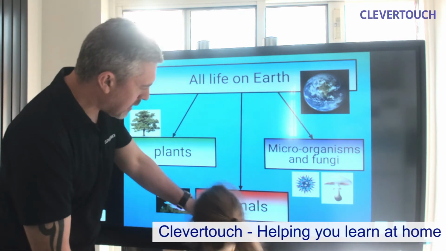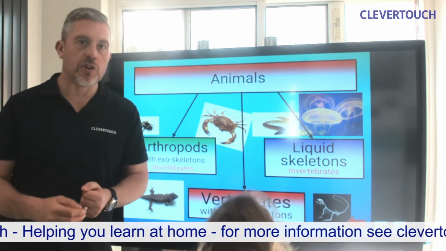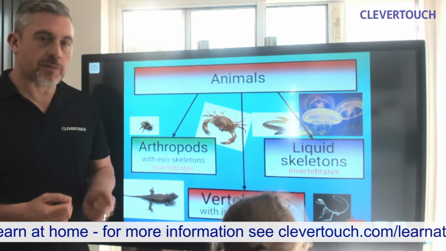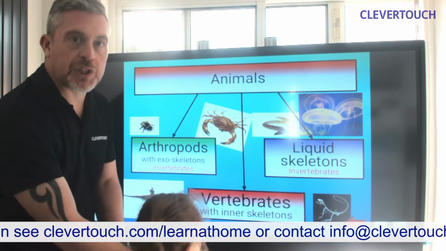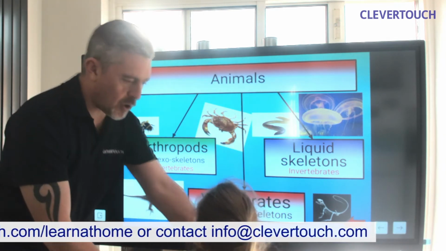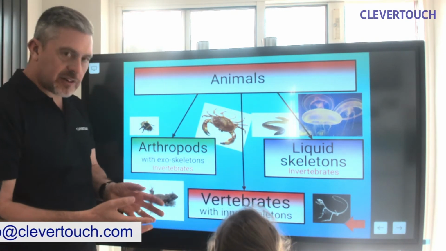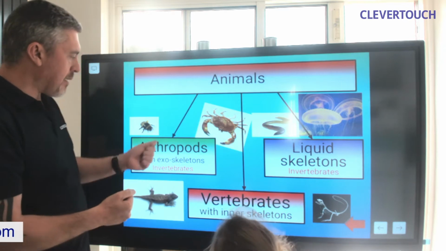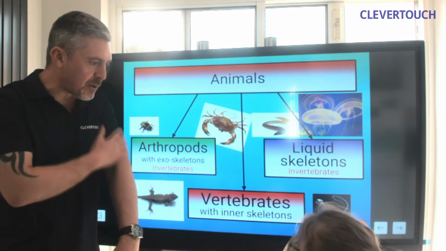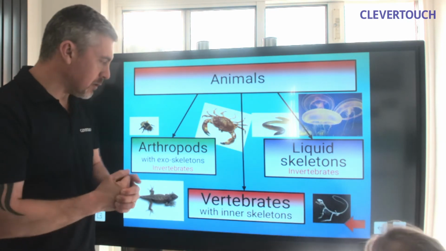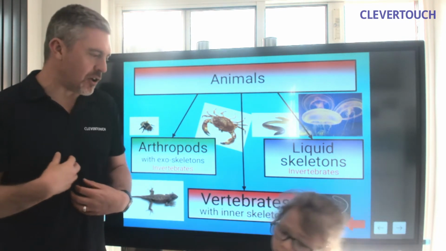So, we're going to hit the word animals there. Right. Now, animals split up into three main groups themselves. We have animals that have liquid skeletons, squishy animals. We have animals that have squishy skeletons like worms, and we have arthropod animals that have an exoskeleton. They wear their skeleton on the outside like a type of armour, like a beetle. And we have vertebrates, and those are the creatures that have an internal skeleton.